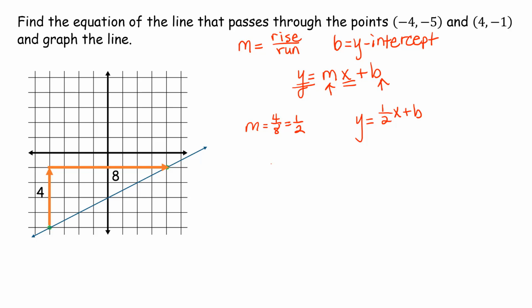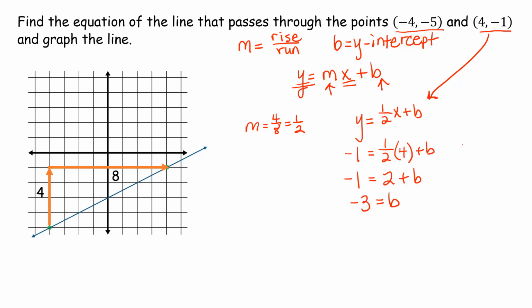So go back and use the equation that you just wrote, y equals 1/2 x plus b, and put in one of these points into that equation for x and y. All right, so I'm going to use this one because it looks a little bit easier. So y is -1, I'm going to put that there. 1/2, and then x for that point is 4, and then plus b. Now I need to solve for b. 1/2 times 4 is 2, plus b, subtract 2 on both sides, and you get that b is -3.